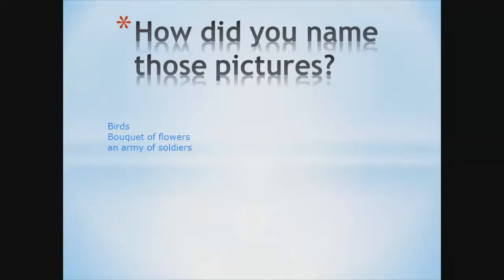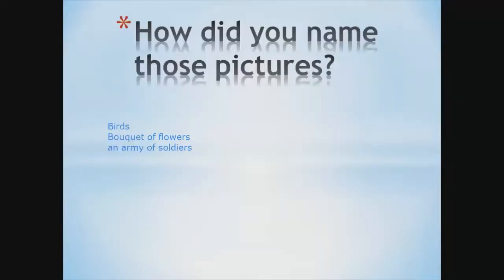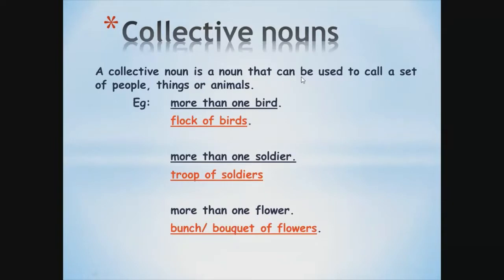Let's find out what the word is for the birds we saw here. Right? Okay, let's go to the next slide. Collective nouns. So all these words we learned: army of soldiers, bouquet of flowers, then a flock of birds. You call them collective nouns, right?